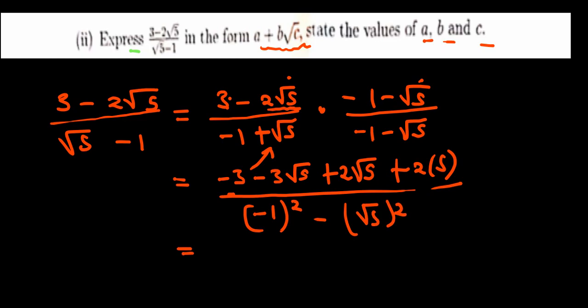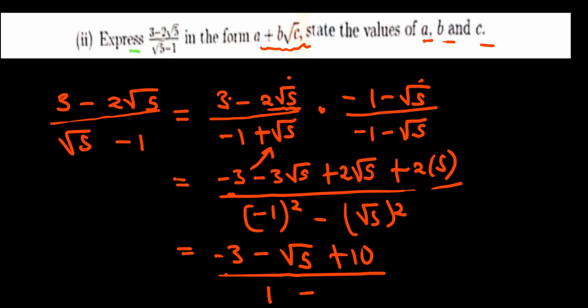Let me write that properly. We're going to have minus 3, then minus 3 root of 5 plus 2 root of 5, so that would be minus root of 5, and then plus 10. Then we divide all this by minus 1 squared, which is 1, and then minus 5. So this is what we get, which equals minus 3 plus 10, so that will be 7 minus root of 5, divided by minus 4.